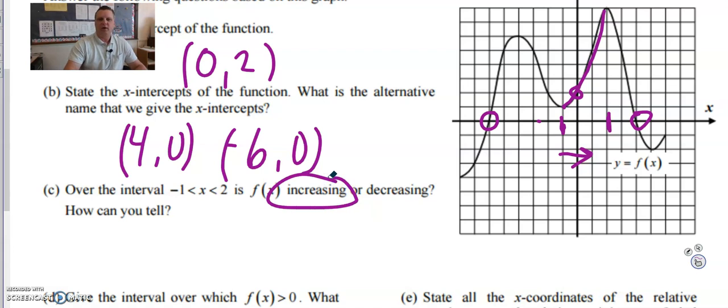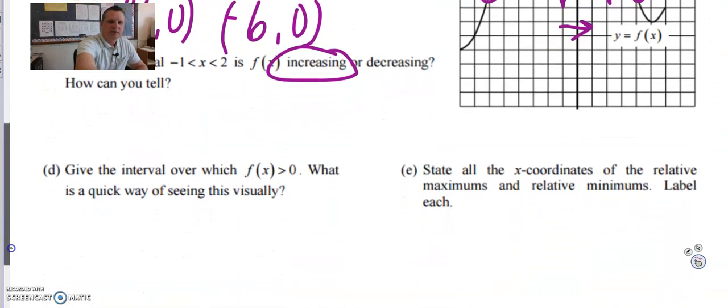And how can you tell? Because as I look at the graph from left to right, the graph is going up. That's fine. It's kind of a basic question.